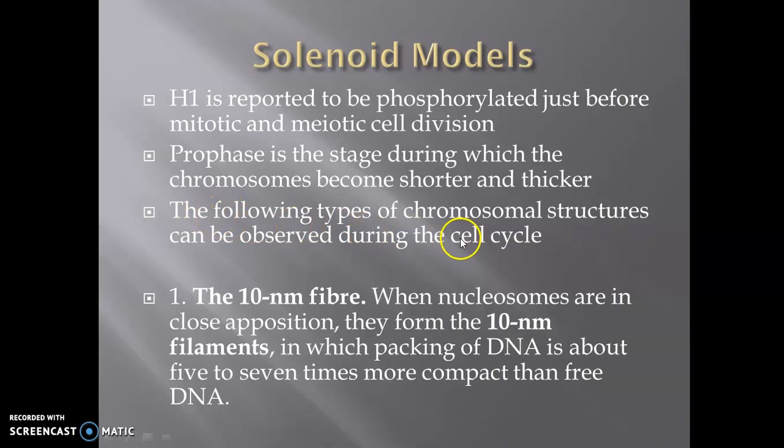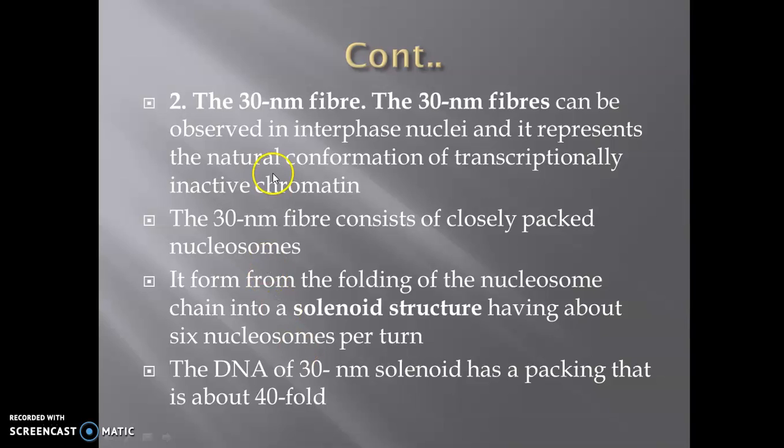Now the following types of chromosomal structure can be observed during the cell cycle. The first is the 10 nanometer fiber. First of all, the DNA is 2 nanometers wide, but when it is associated with the histone protein, it first forms the 10 nanometer fiber. When the nucleosomes are in close opposition, they form the 10 nanometer filaments, in which packing of DNA is about 5 to 7 times more compaction than the free DNA.